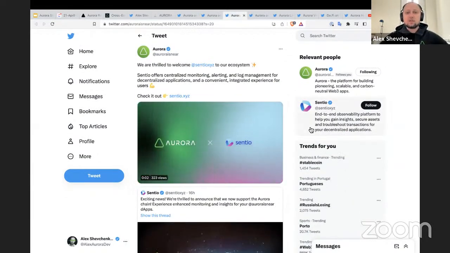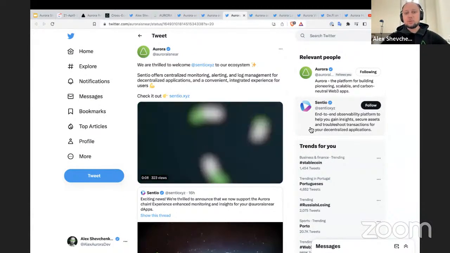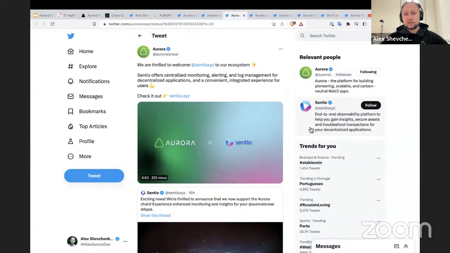Sentio added Aurora to their set of integrated networks. Sentio is the solution that allows you to do monitoring and alerting and log management for your applications. Literally, this is something that can help you connect your dApp with everything, all of your tech that is working outside of the blockchain, because it just helps you to track the information and what is happening on the blockchain. So pretty cool piece of infrastructure for the developers. In case you're developing an application and you're looking for something like this, check out Sentio.